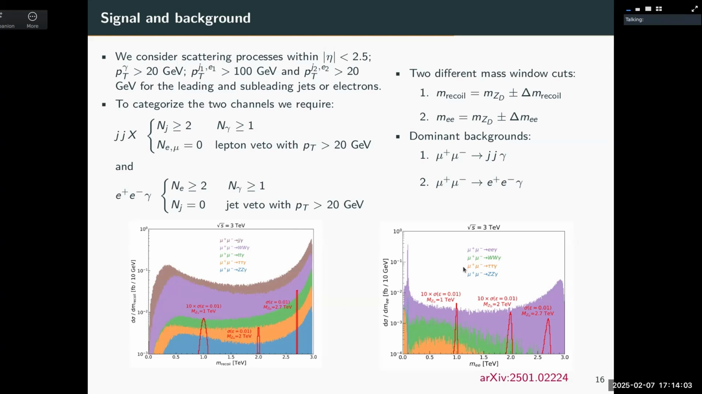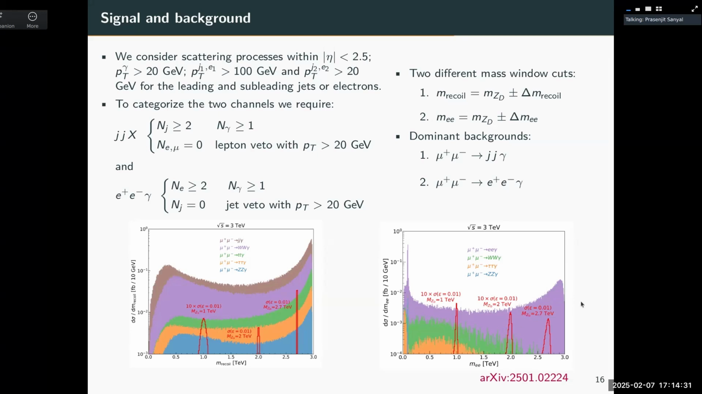Similarly, for the EE gamma mode, I have shown the distribution for the electron-positron invariant mass. As the dark Z mass increases, the width becomes larger, as I explained before. And this invariant mass selection cut actually reduces the background significantly because the background distribution is very broad.